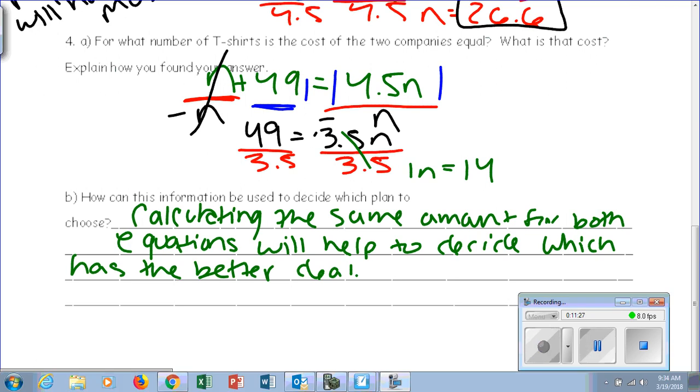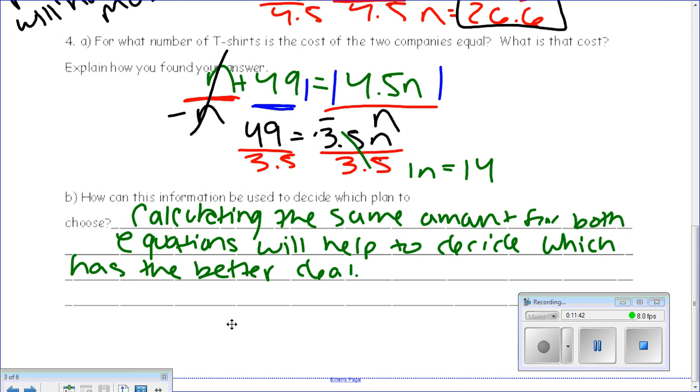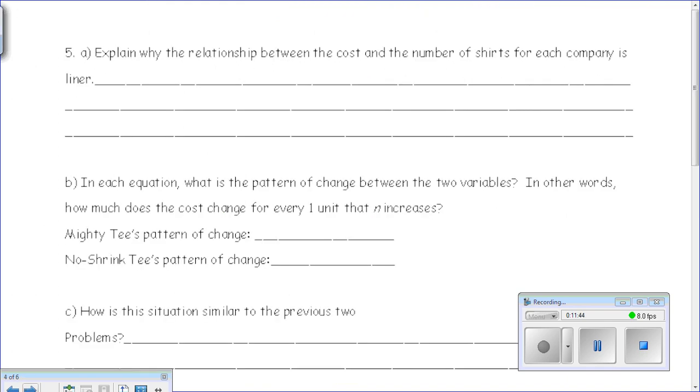Okay, let's get going on 5A. It says explain why the relationship between the cost and the number of shirts for each company is linear. We should be up here. There shouldn't be any more conversations. They told us we know that this is linear. Explain why the relationships between the cost and the number of shirts for each company is linear.